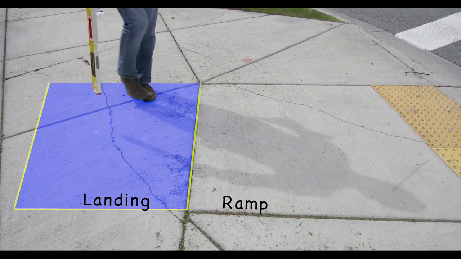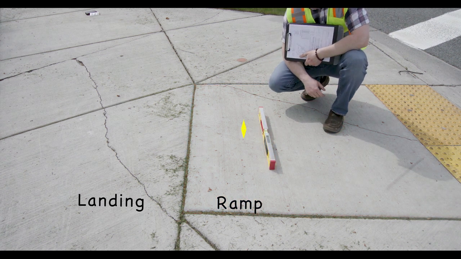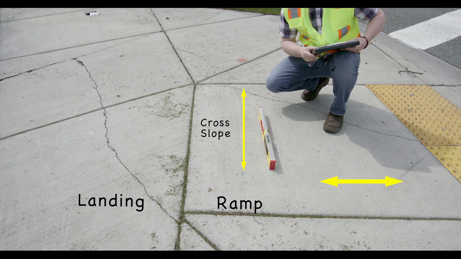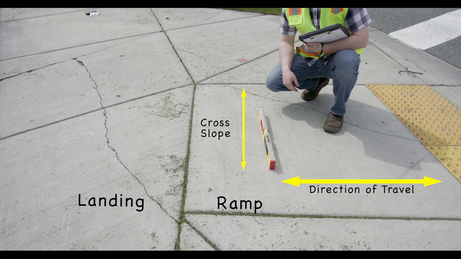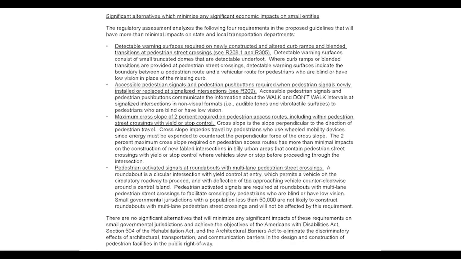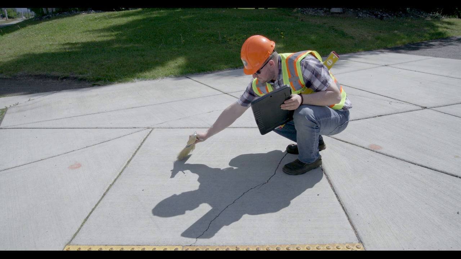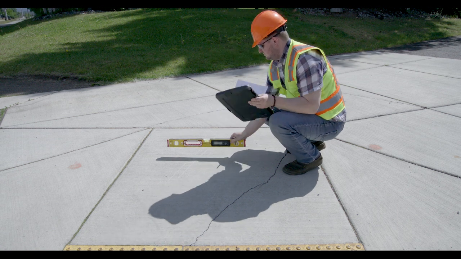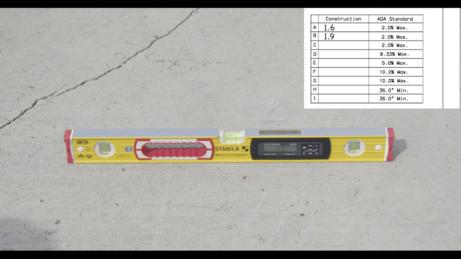From here, move to the ramp. The ramp should adjoin the landing. Like the landing, start by measuring the cross slope. Again, the cross slope is perpendicular to the direction of travel, in this case, the direction perpendicular to the ramp's direction. Both PROWAG and ADAG agree that the cross slope from a ramp can be no greater than 2%. Clear the ground where you intend to measure the ramp. Again, this should be done approximately in the middle of the ramp. Measure the cross slope and record it in row C of the data sheet.